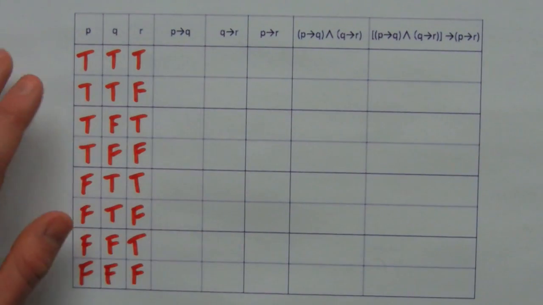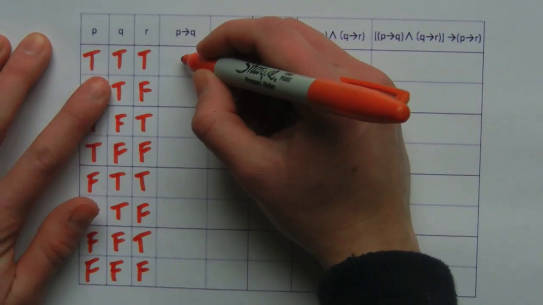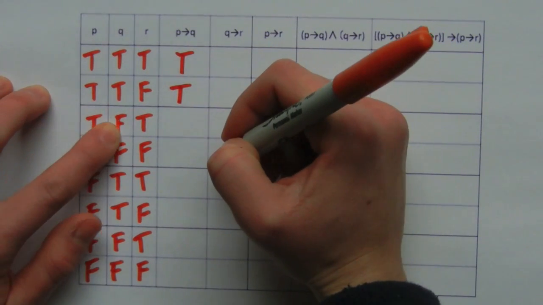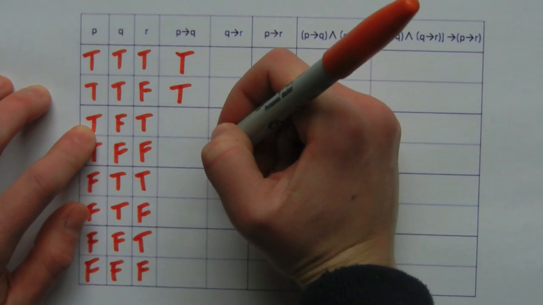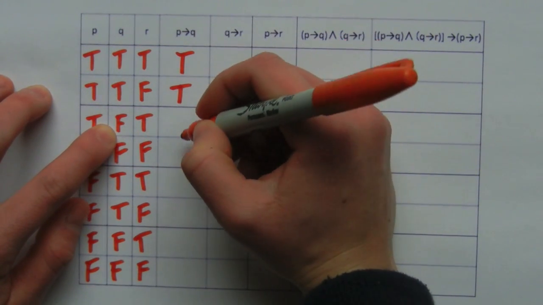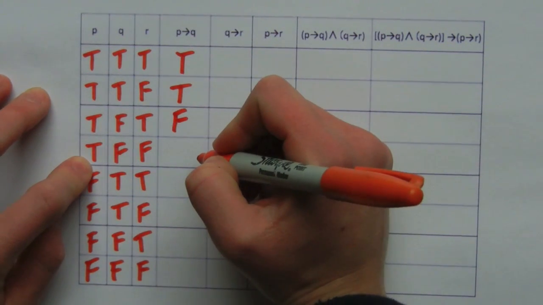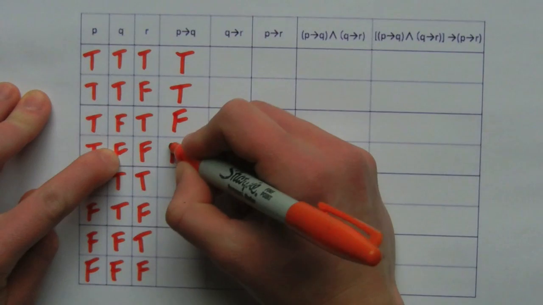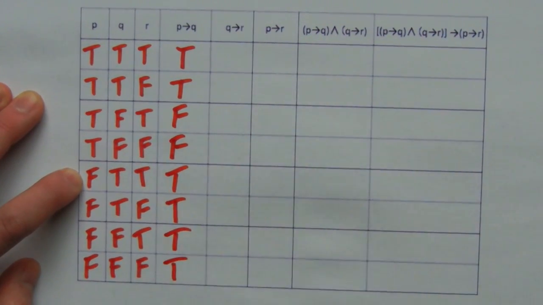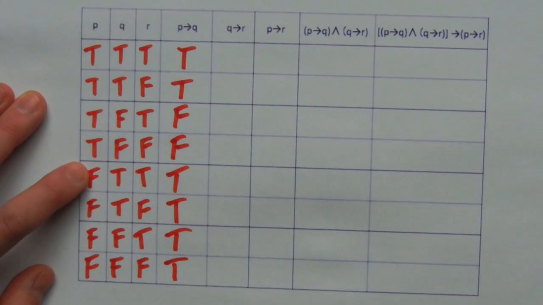Now, P implies Q. We have true. P implies Q, true. This is a true hypothesis leading to a false conclusion, so this is false. A true hypothesis leading to a false conclusion is also false. And the rest are true, because a false hypothesis can lead to both true conclusions and false conclusions.